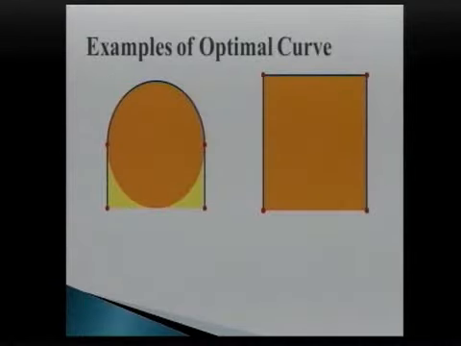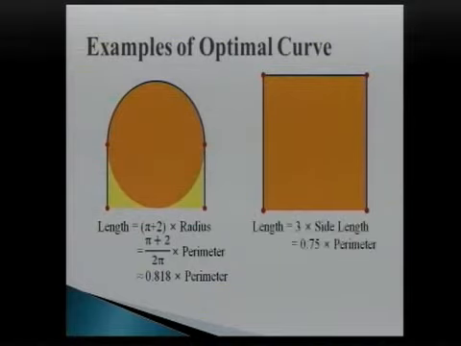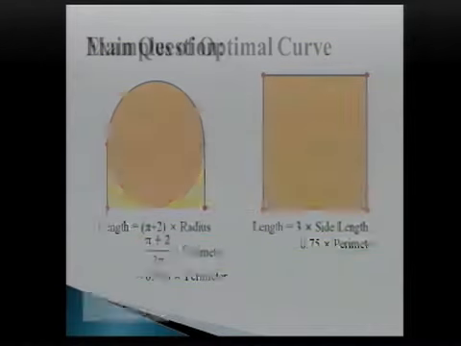So let's see some examples of optimal curves. For the circle case, it would be an inverted U shape with length 0.818 times the perimeter. Whereas for the square case, we can find that it should be 3 of its sides, and the length would be 0.75 times the perimeter. Just do some arithmetic, and we can get these results.